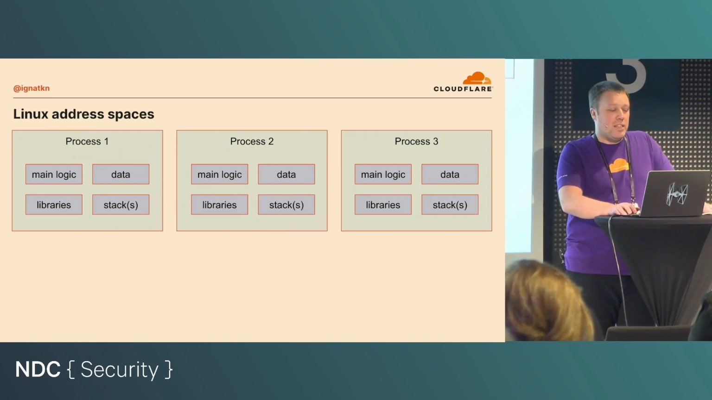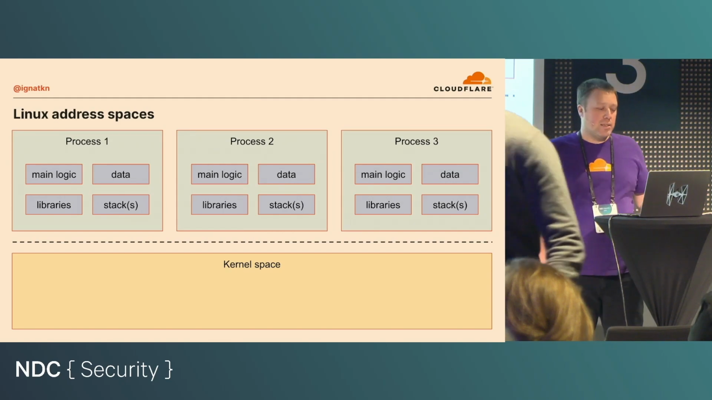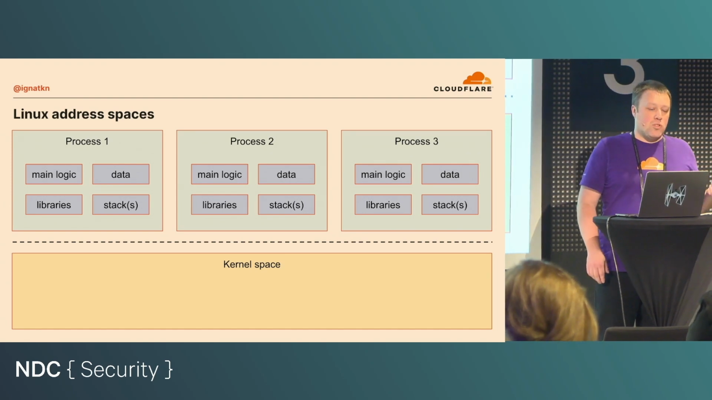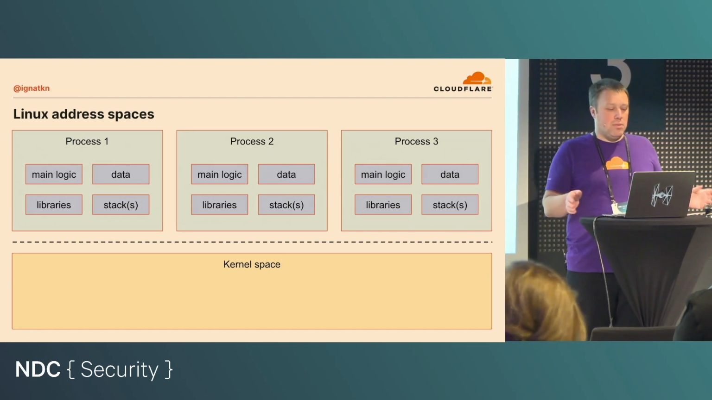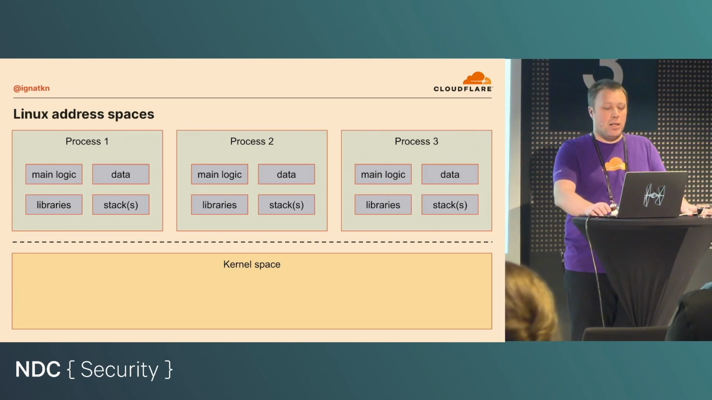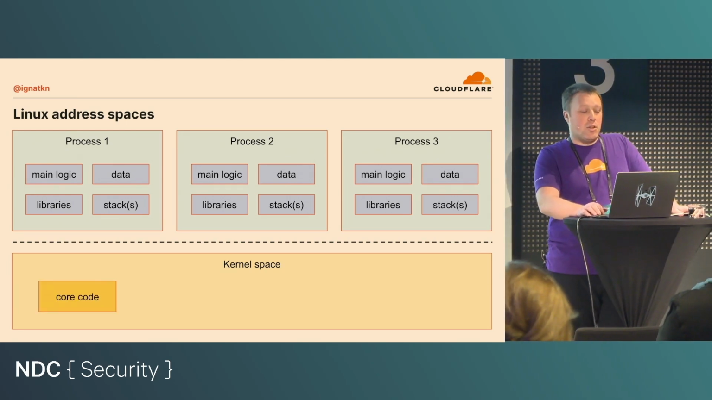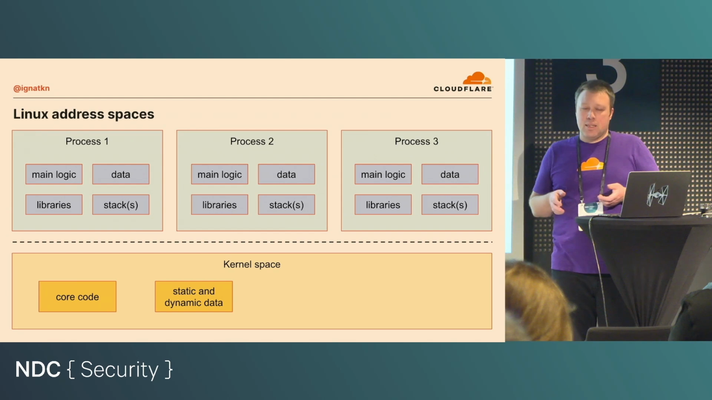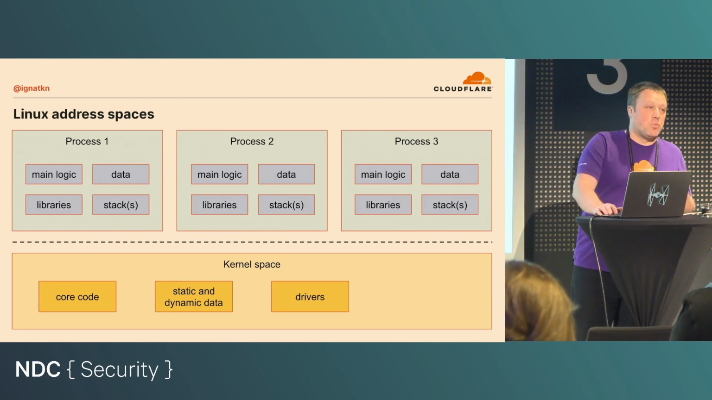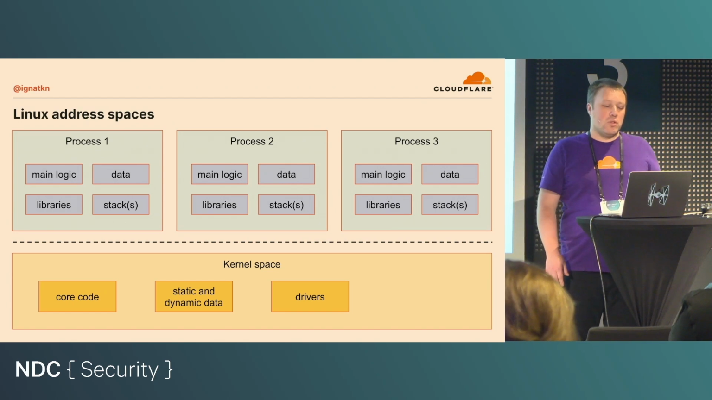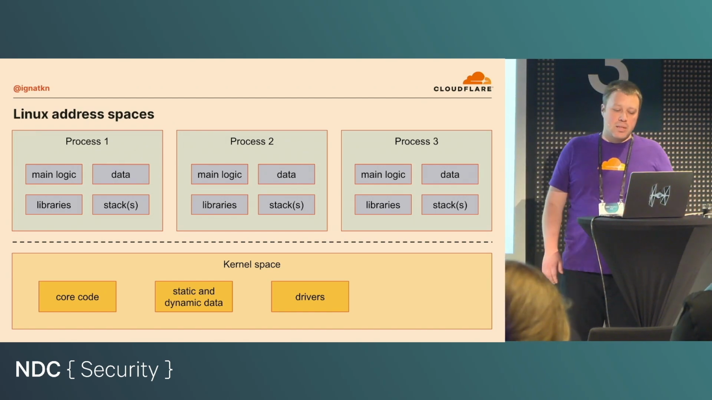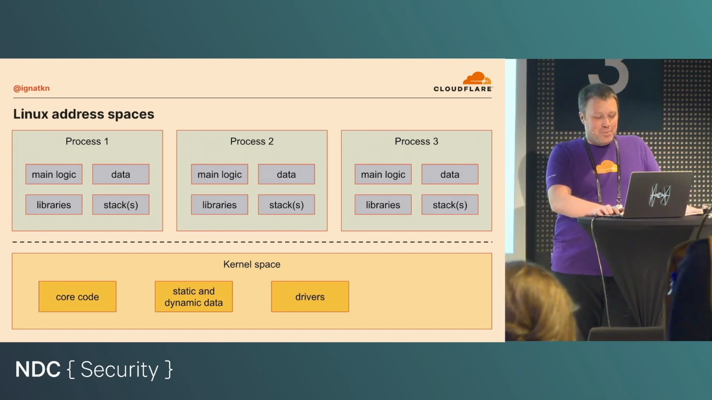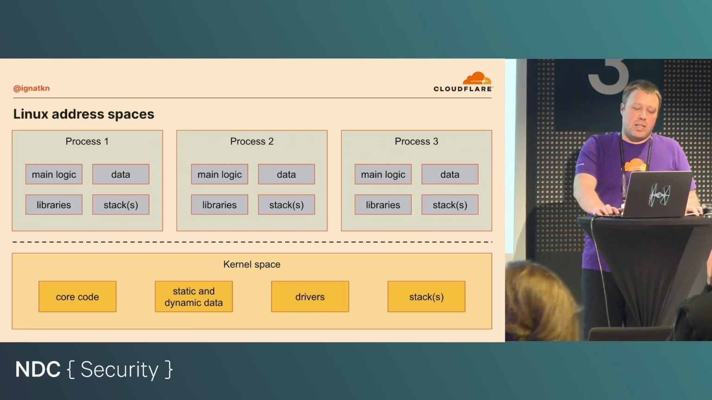Also, your processes don't run in a vacuum, so they run on an operating system like Linux, and you have the kernel address space. Unlike the process address space, it's kind of flat, not separated between the different parts of the kernel. Again, in the kernel, we have the kernel code. We also have some static and dynamic data for the kernel. We also have some drivers, right? If you use loadable kernel modules, they are loaded directly into the kernel address space, which can be some scary thing. And again, you have the stacks for the kernel threads, right?